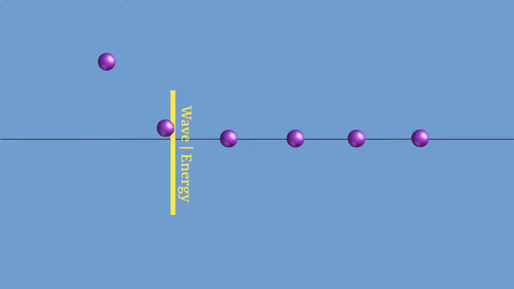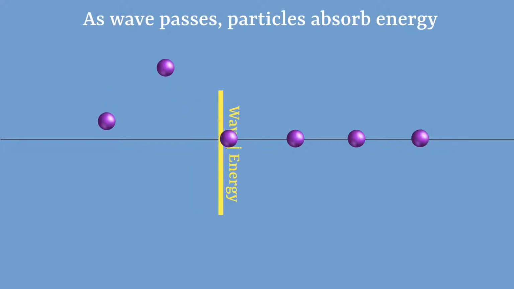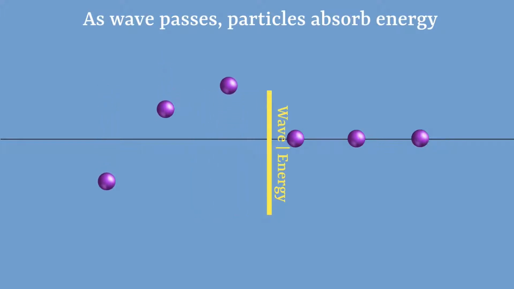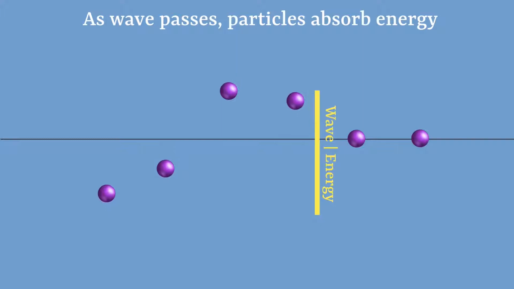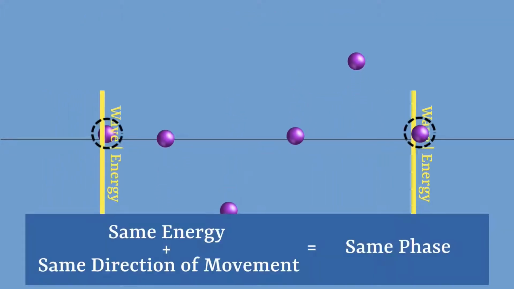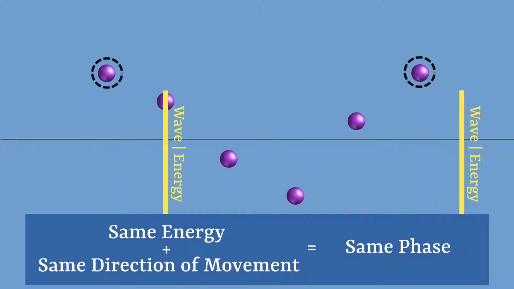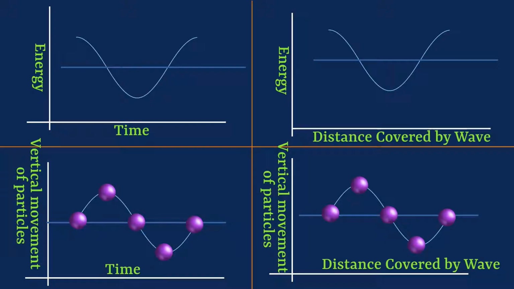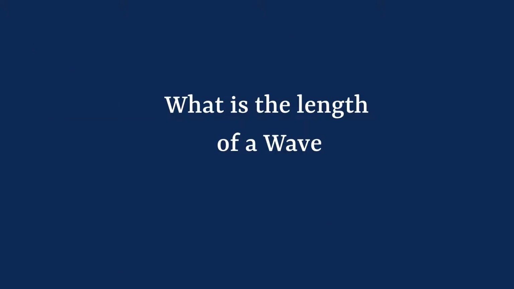You should note here that particles' movement lasts even after the wave has passed because they have absorbed the energy when the wave came in contact. Particles which have the same energy and are moving in the same direction are considered to be in the same phase. If you plot the movement of particles or energy they possess with time and wave movement, it will look something like this.